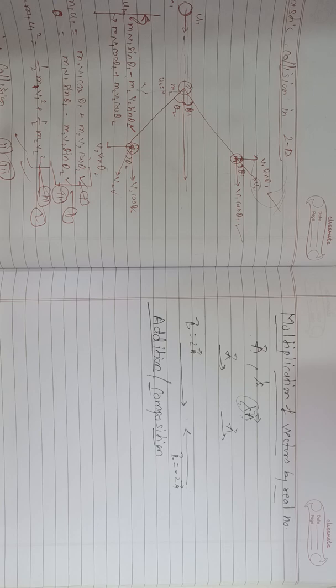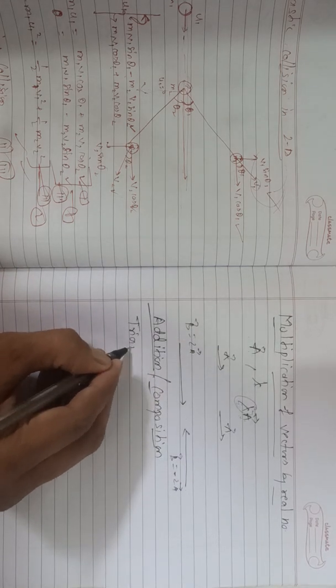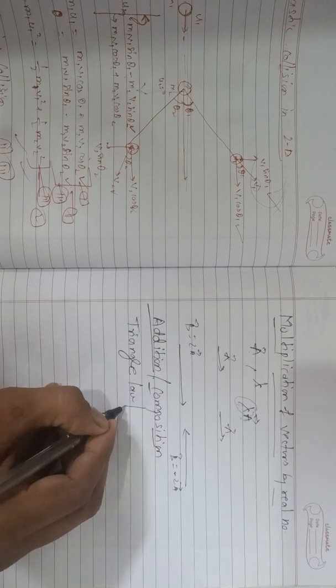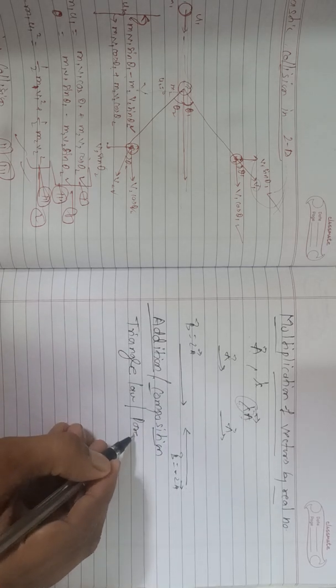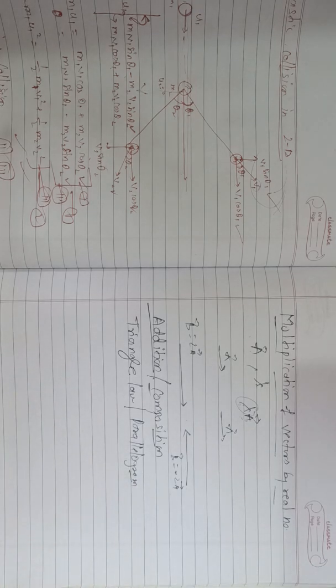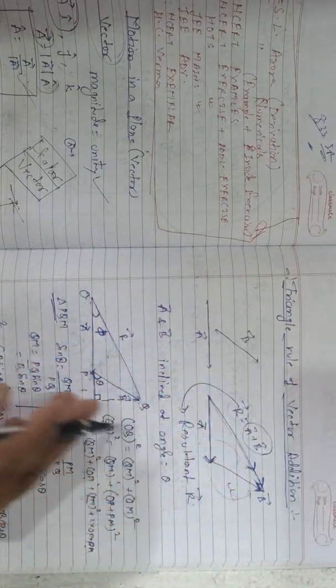But we cannot add vectors by a simple algebraic method. To add vectors, we have three different laws. The first law is the triangle rule of vector addition. Then we have the parallelogram rule of vector addition. And then we have the polygon rule of vector addition. That is our next job. You can see here the triangle rule of vector addition.